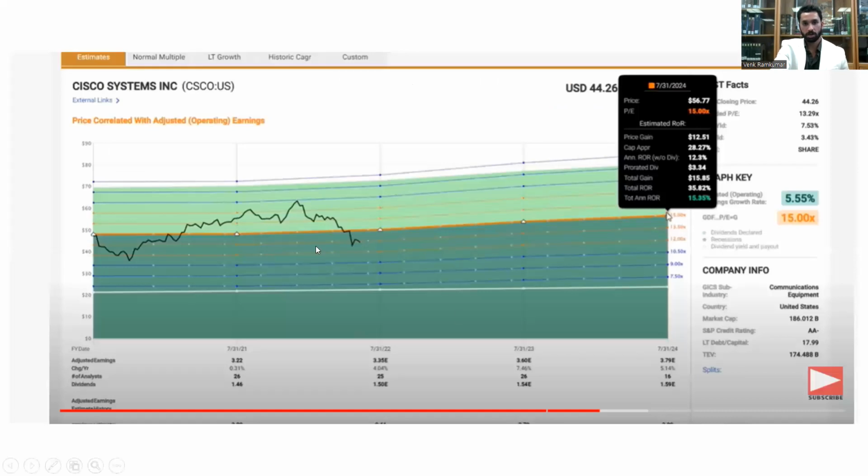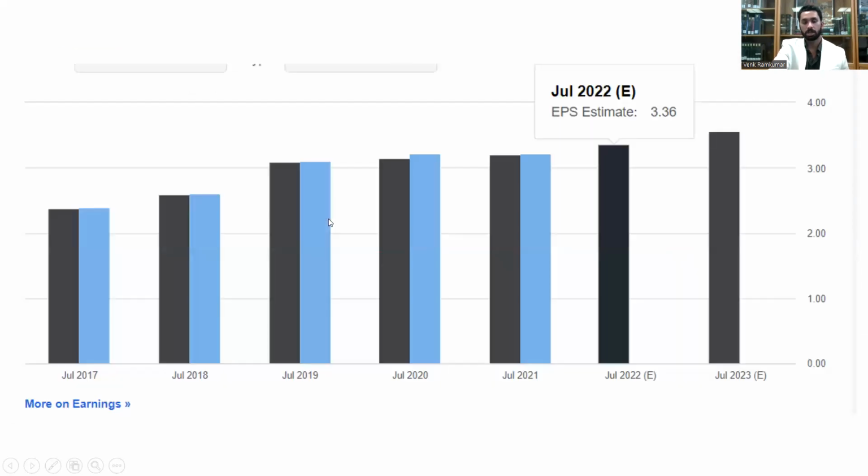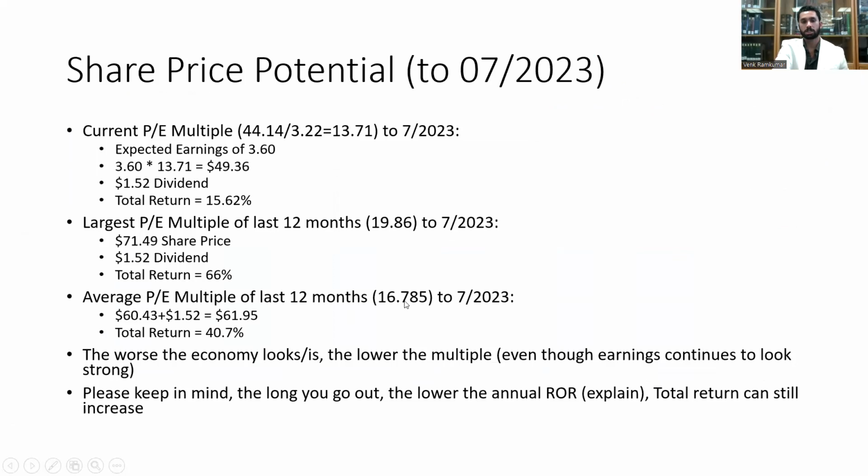Because as we see, Cisco has traded as high as 63 here, and it's also trading kind of low right now at 44, 43. So right now it's a 13. This was probably an 18. So in the middle there's a 16 PE ratio, right? At a 16.785 PE ratio.